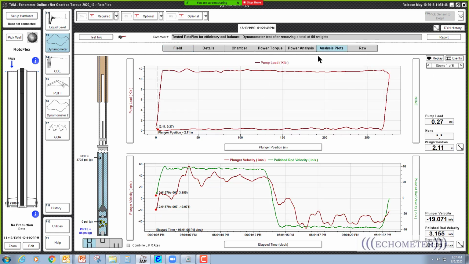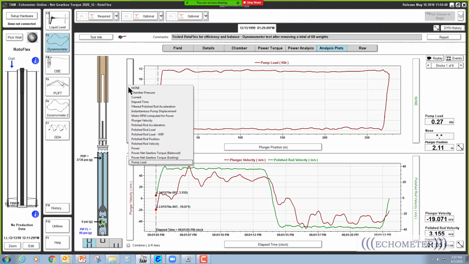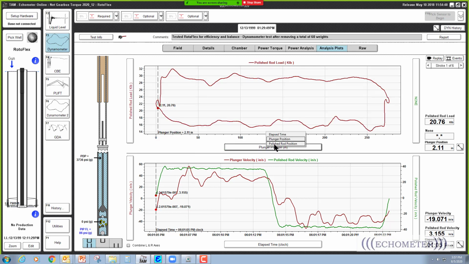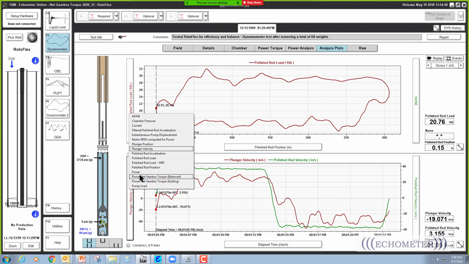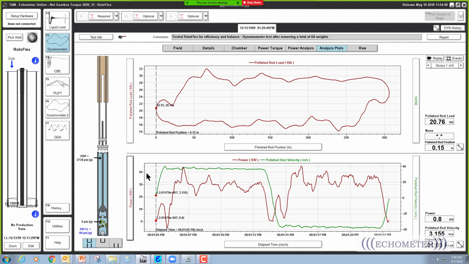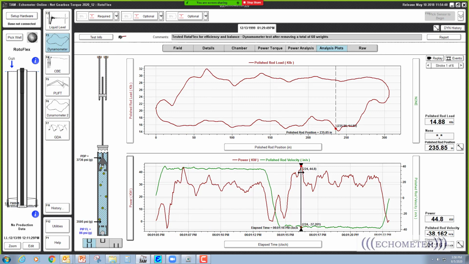If I go to the analysis plots, let's put the surface dynamometer card, polish rod load versus polish rod position. There's our surface card, and here is polish rod velocity, but I'm going to put KW here. Power. All right. Now, if you look, you can see that the peak KW on the upstroke matches the peak KW on the downstroke. And what does that mean?